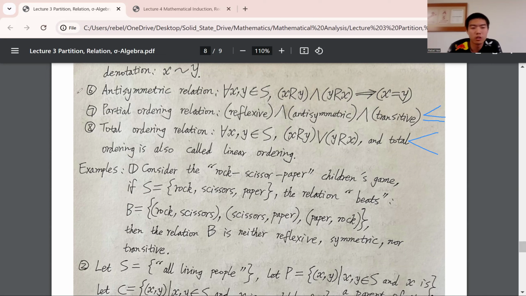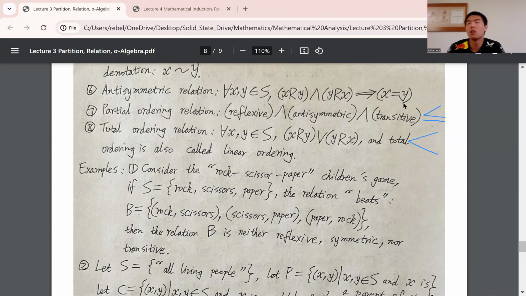Let's see first the partial ordering's definition. It's reflexive, anti-symmetric, and transitive. Then let's think about what it means. First, x related to y and y related to x means x is equal to y. So at first, it should satisfy this condition.